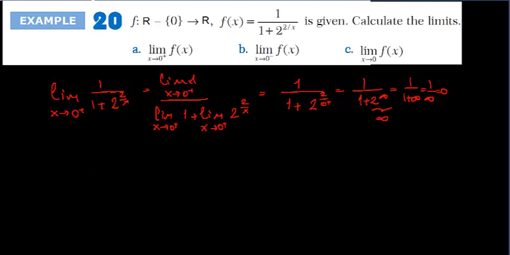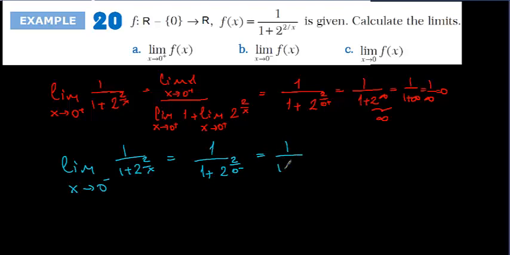Here we found the limit from the positive side, 0. Let me find the second one: limit x tends to 0 from the negative side. It's going to be 1 over 1 plus 2 to the power of 2 over x. Again, the question is the same, but this time I'm not going to apply the limit combination theorem. Directly I'm going to replace the value: 1 over 1 plus 2 to the power of 2 over 0 from the negative side, which means 1 over 1 plus 2 to the power of minus infinity.